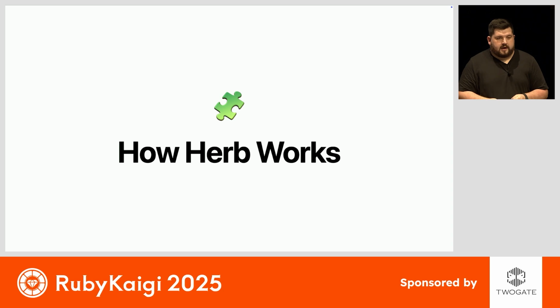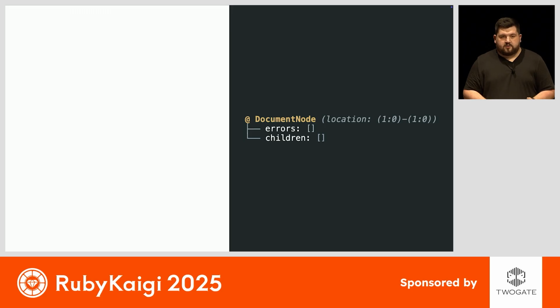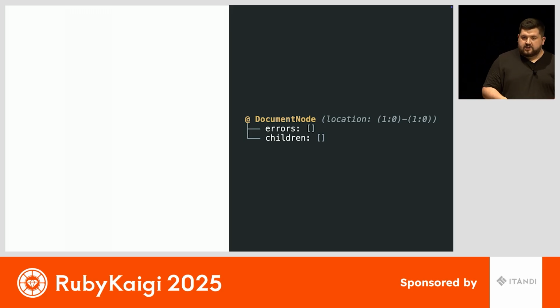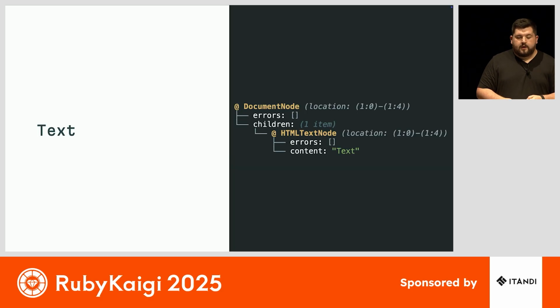So let's take a look at how this works. For an empty document, if there's nothing in your document, all you get back is a document node. You have some location information, you have errors, and you have the children of the document. So let's add some text content and see how this looks. Now we have this text in our document, and you can see there's an HTML text node now in our children array, and it represents this text as you would expect.